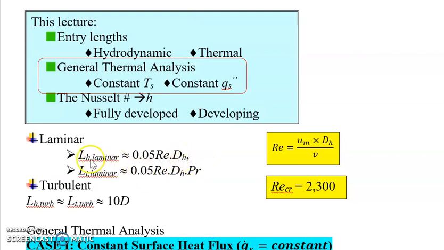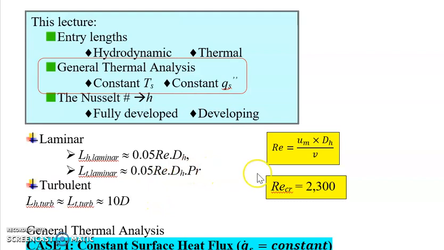That means the entrance length hydrodynamically is 0.05 multiplied by the Reynolds number multiplied by the hydraulic diameter. And the thermal entrance length is just the hydrodynamic entrance length multiplied by the Prandtl number. For turbulent flow, the hydrodynamic and thermal entrance length is approximately the same. It's equal to 10 times the diameter of the channel.